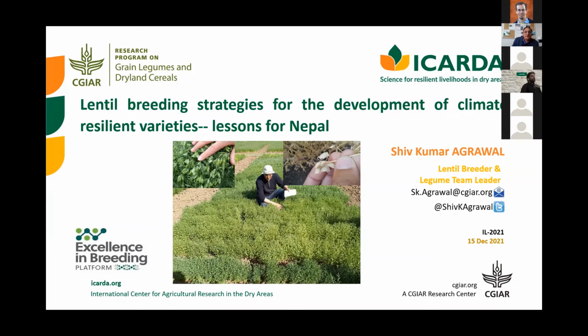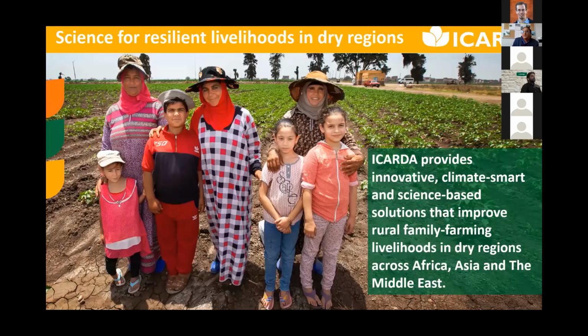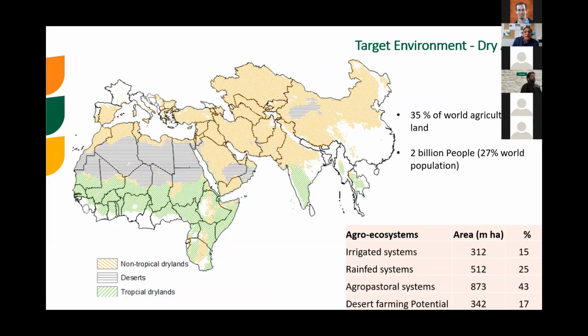My presentation will focus on the lentil breeding strategy for the development of climate resilient varieties and the lessons we have learned for Nepal. As you know, ICARDA is a part of the CGIAR, which provides innovative, climate smart and science-based solutions that improve rural family farming and livelihoods, mainly for Africa, Asia, and the Middle East. Our target environment is the non-tropical dry region, which accounts for almost 35% of the world's agricultural land, on which depend 2 billion people's livelihoods.